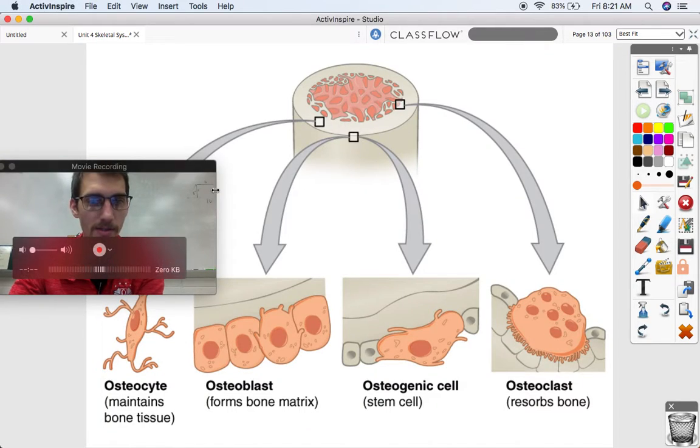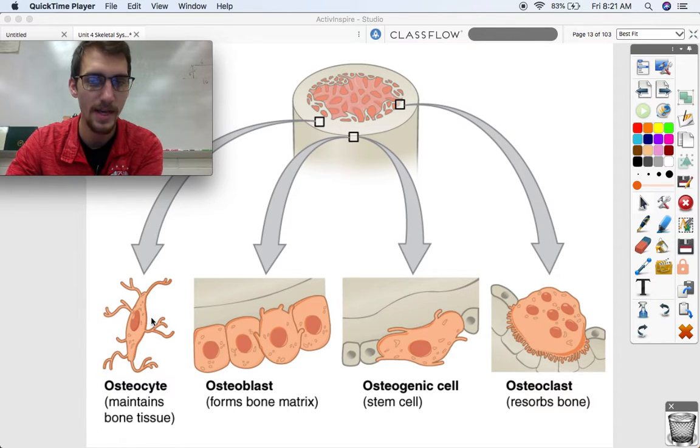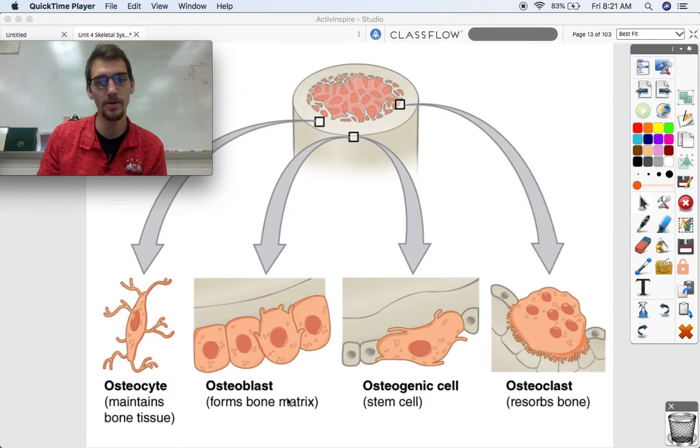All right, so just a recap here of what our bone cells are. We got osteocytes that maintain the bone tissue, osteoblasts, they build the matrix, osteoclasts, they break it down.